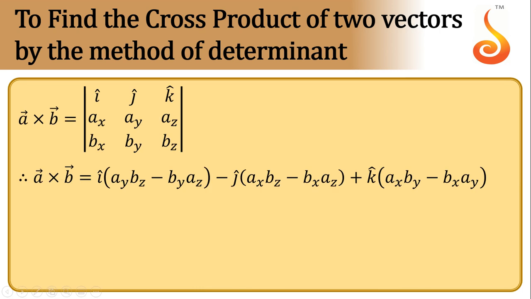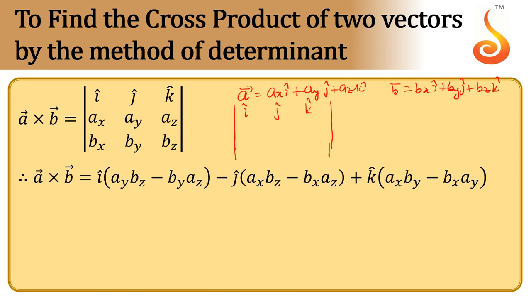Now, in order to simplify A cross B, what do we do? You have A equal to AX i cap plus AY j cap plus AZ k cap, and B equal to BX i cap plus BY j cap plus BZ k cap. So the first step is to construct a third order determinant. The top row is written as i, j, k. Then the second is AX, AY, AZ, and the third is BX, BY, BZ.